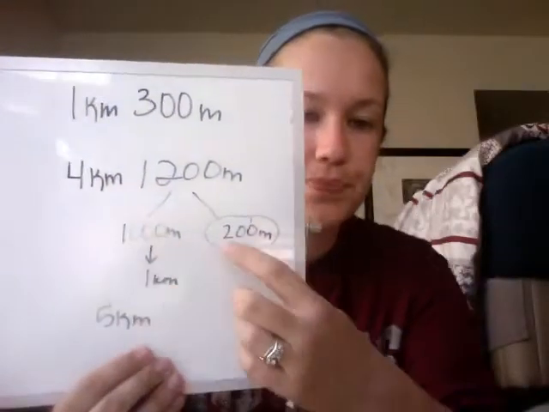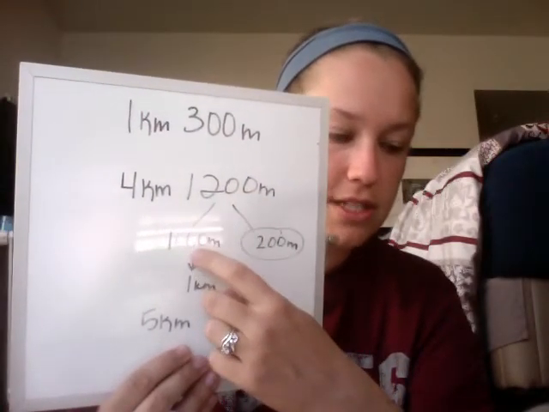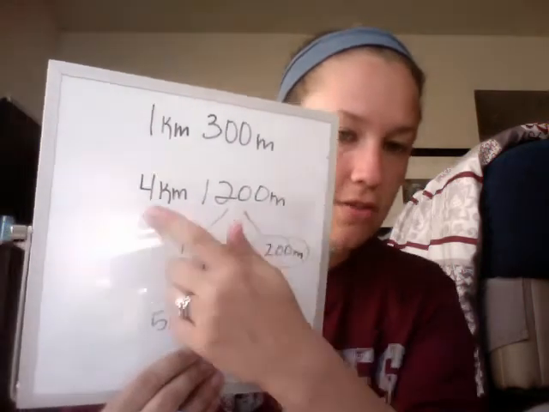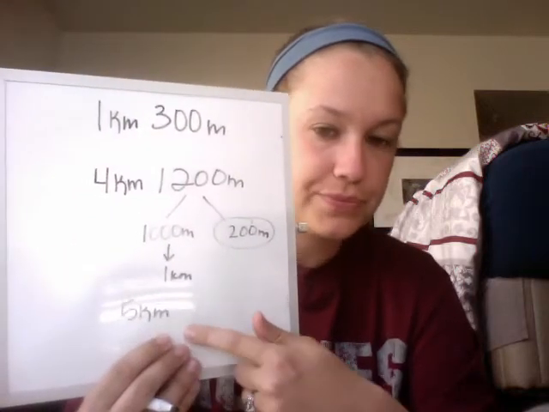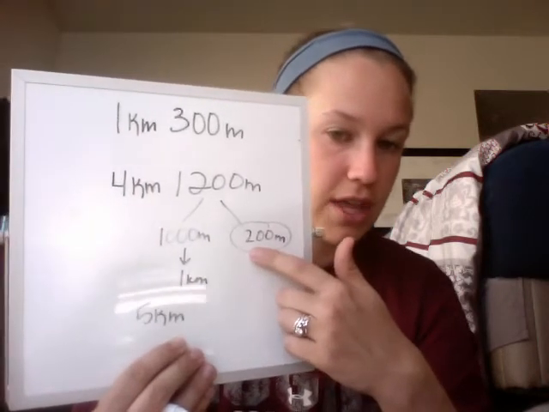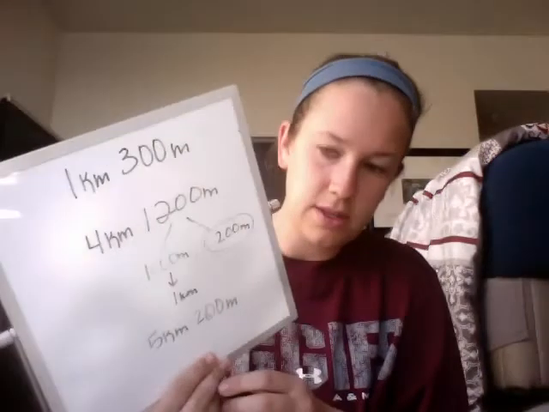See? So I saw, oh, I have over 1,000 meters. So I'm going to take away 1,000 meters, make that 1 kilometer, add that to the 4 kilometers I already have, which gives me 5 kilometers total. When I took away my 1,000 meters, I still had 200 meters left over. So that just comes right on down here. So my answer is 5 kilometers and 200 meters. Pretty simple, right?